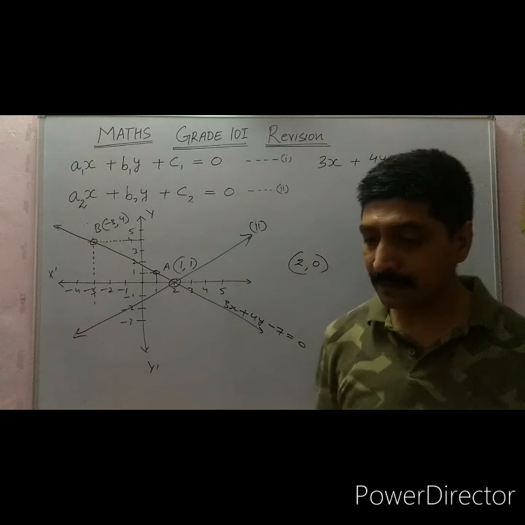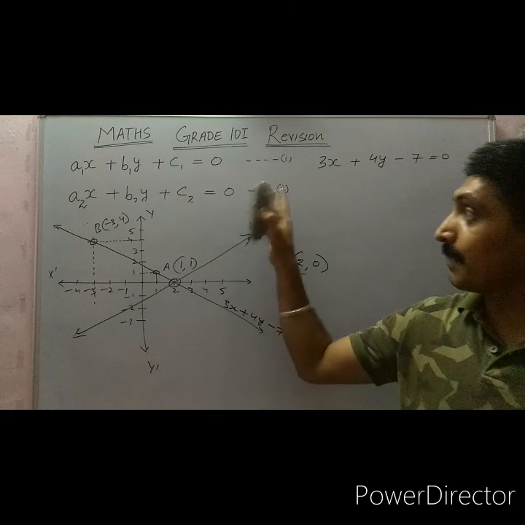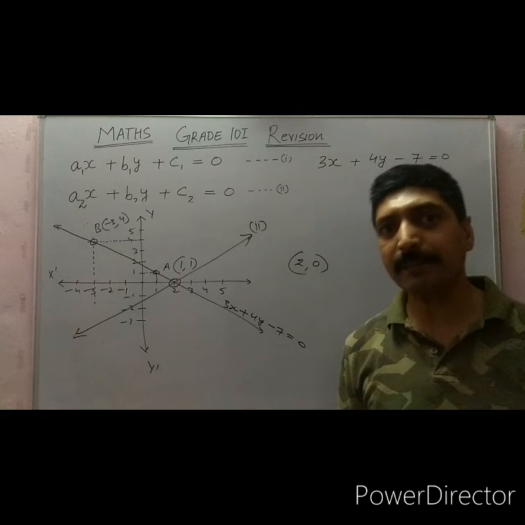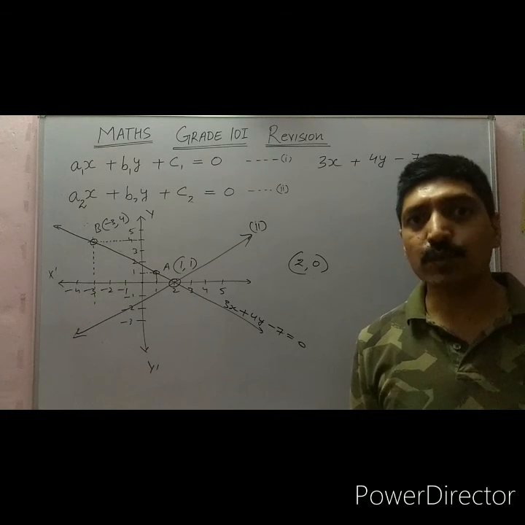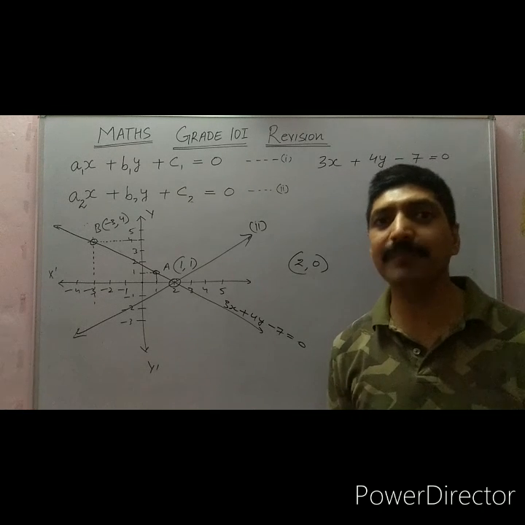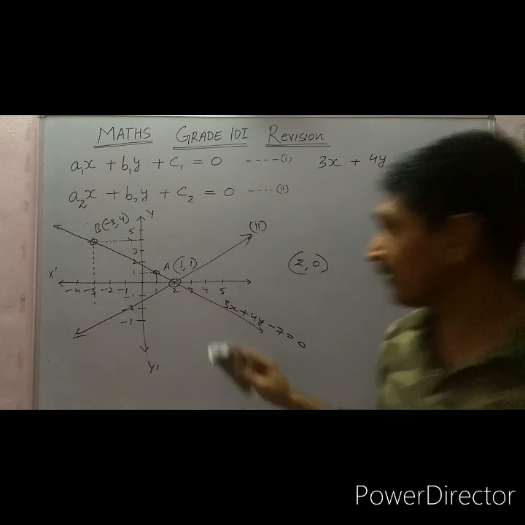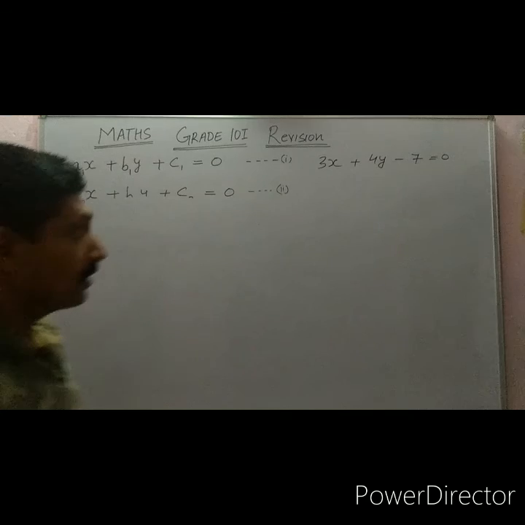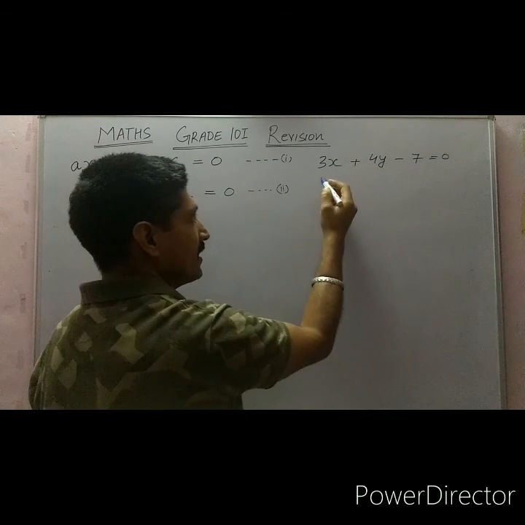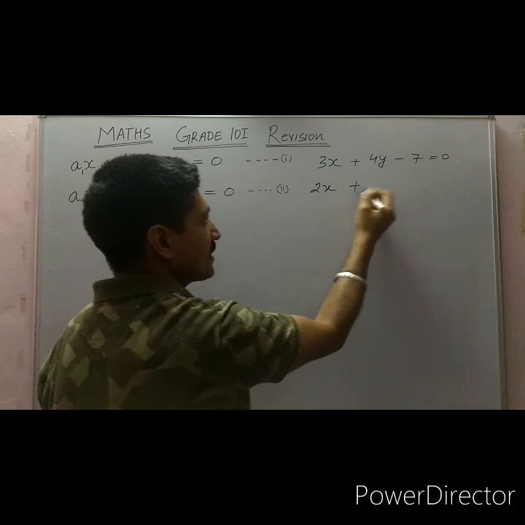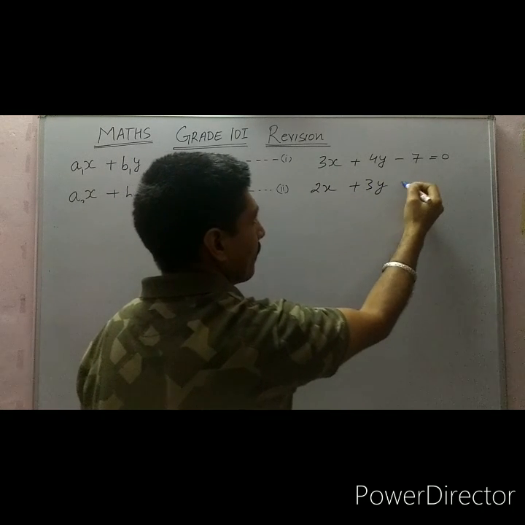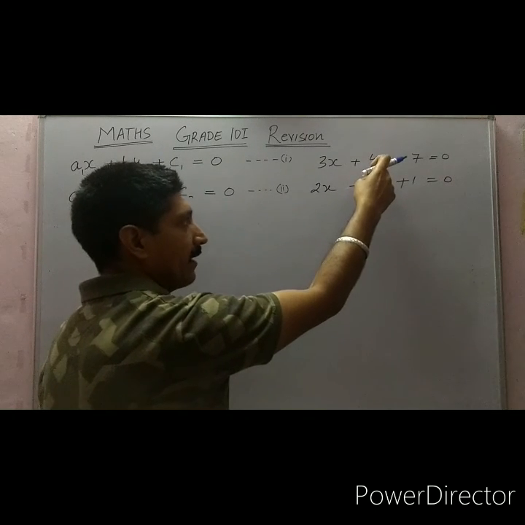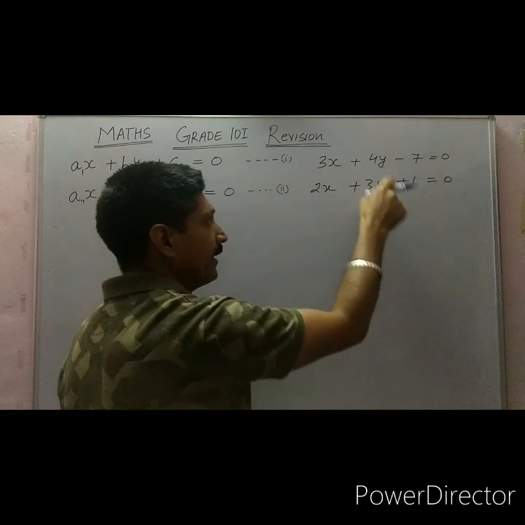So we have studied in detail the various methods. We can solve simultaneous equations either by the substitution method or the cross multiplication method, and the easiest one that we have discussed in detail is the elimination method. So in the elimination method, if we have the same equation and another, like here 2x plus 3y plus 1 is equal to 0, either we can eliminate y or eliminate x.